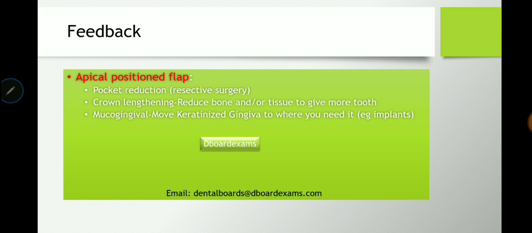So the feedback is: an apically positioned flap is used for pocket reduction or resective surgery, and crown lengthening. This is where you reduce bone or tissue to give more tooth appearance. Also mucogingival surgery, which is for more keratinized gingiva. You can use that apically positioned flap to move the keratinized gingiva to where you need it, for example in implant surgery.